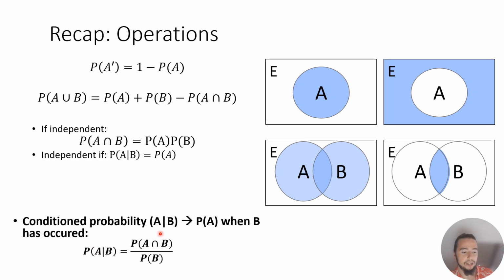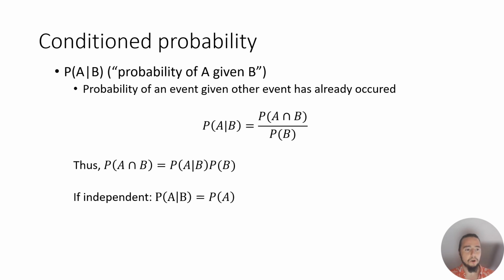So we got that the probability of A given B is the intersection, A and B happening at the same time, divided by the probability of the second thing occurring. This is also called conditional probability, or probability of A given B. And we can also deduce that the probability of both of them happening at the same time is going to be that conditional probability multiplied by the probability of the second event occurring.